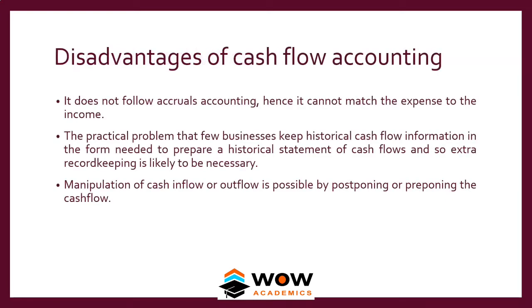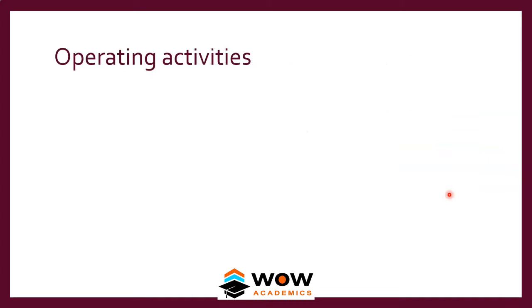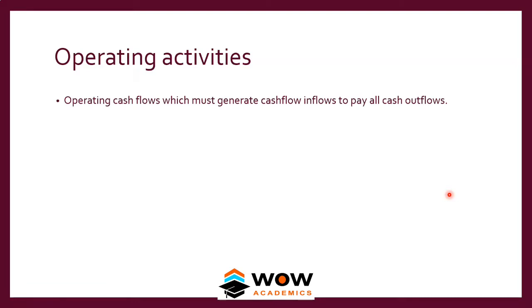So these are the disadvantages here. So next what we look at is about the headings of cash flows. Okay, so the first one is operating activities. There are like three activities: one is operating, one is financing, another one is investing. So first we look at the operating activities.